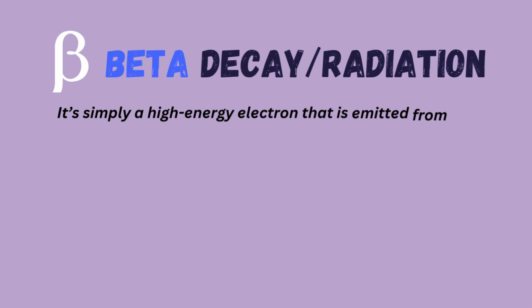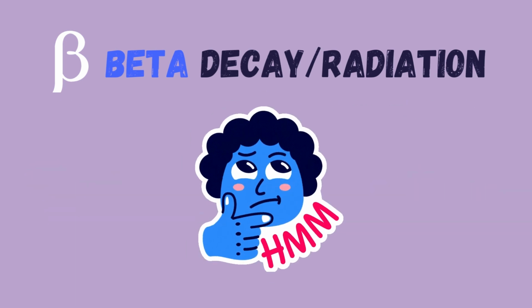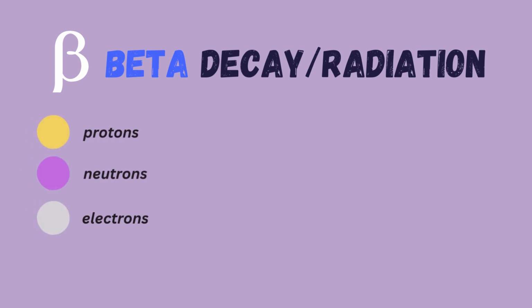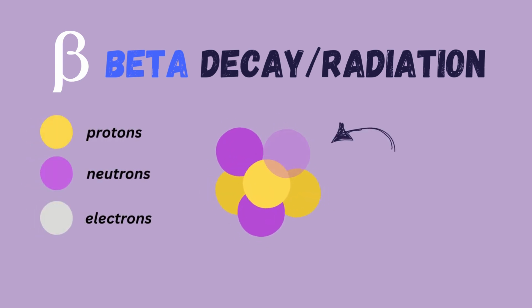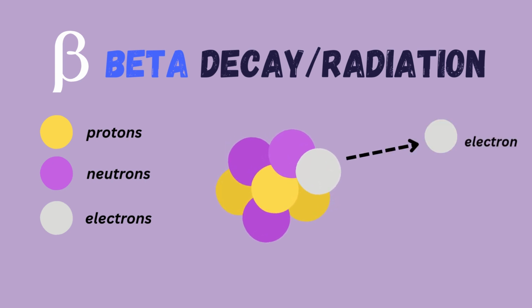Beta decay. Another common decay process is beta decay. It's simply a high-energy electron that is emitted from the nucleus. You might think there are no electrons in a nucleus. That's right. In beta decay, a neutron turns into a proton by the weak nuclear force we mentioned previously. And at the same time, an electron is formed in the nucleus during the transformation and is ejected out of the nucleus.